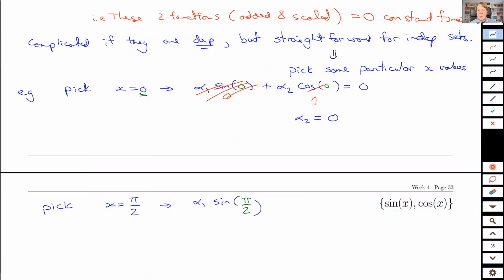I'll emphasize, it doesn't matter what you pick. You could have picked 1 and 2, or 5 and 10. What you would get is equations in alpha 1 and alpha 2. It would work out the same way. It's just more convenient if you pick nice ones like 0 and pi over 2, which you know work nicely with sine and cosine. All right, so pick pi over 2, then whatever alpha I pick has to also equal 0 at this location. Okay, well, what do I know about cos of pi over 2? It's 0, so this whole term goes away. And sine of pi over 2 is 1. So we need alpha 1 equal to 0 as well.